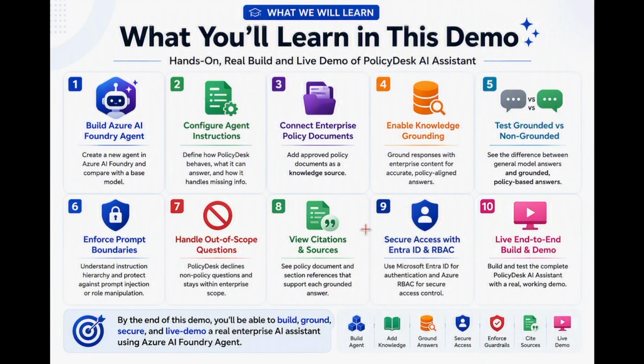Next, we configure agent instructions. This is where we define how PolicyDesk should behave, what type of questions it can answer, and how it should respond when it does not have enough information. After that, we'll connect the enterprise policy document as a knowledge source and enable knowledge grounding. This allows the agent to answer questions using approved company content instead of relying only on general model knowledge. We'll then compare grounded and non-grounded responses so you can clearly see the difference between a generic AI answer and an answer backed by an enterprise policy document.